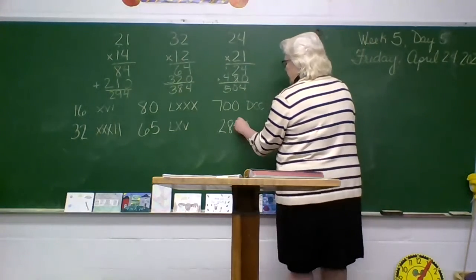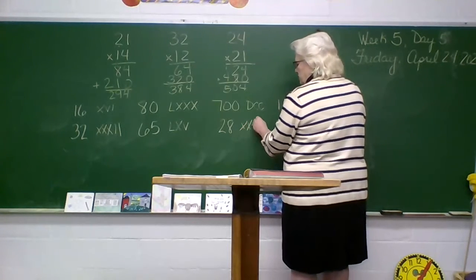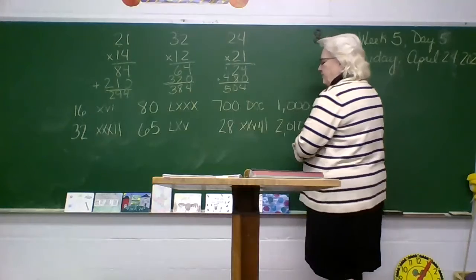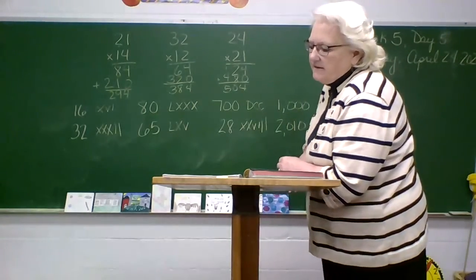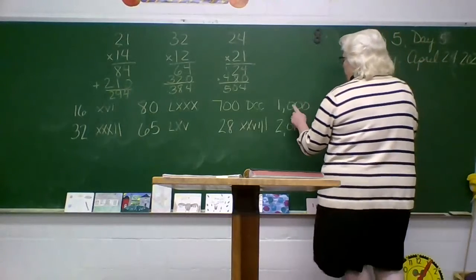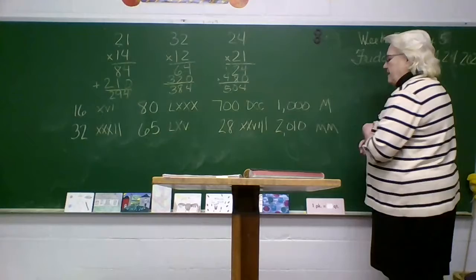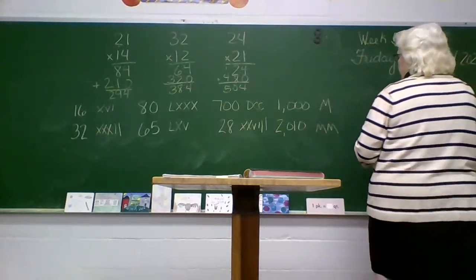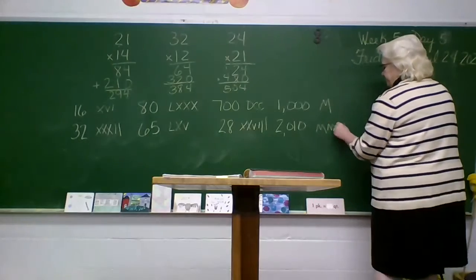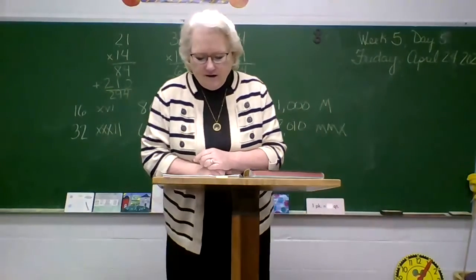How do I write 28? 28. 10, 20, 25, 26, 27, 28. Good. X, X, V, I. And then 2010. Remember, 1,000 is M. We have 2,000, so let's do 2 M's. Remember, you're allowed to have 3 in a row. And now we need to write 10. X. M, M, X. Good.